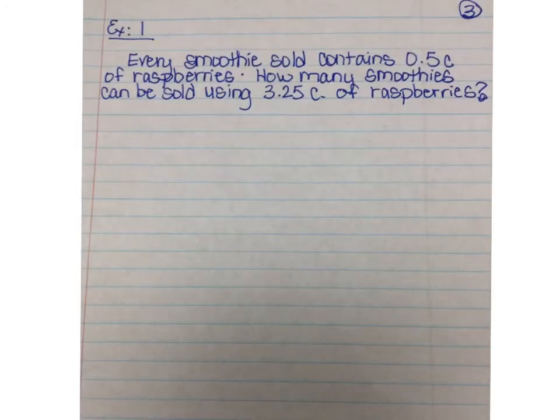Okay, so we're going to do a word problem together. Every smoothie sold contains half a cup of raspberries. How many smoothies can be sold using 3¼ cup or 3.25 cups of raspberries? Okay, so we need to take 3.25 and divide it by 0.5. Okay, so we're going to write it out, 3.2, oh, sorry.